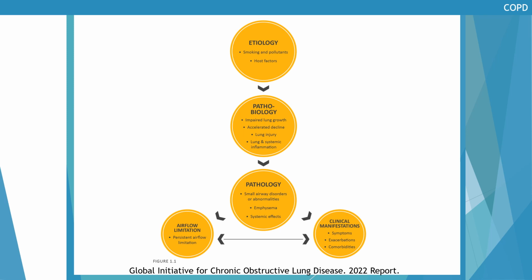So this flowchart is from the GOLD Guidelines, which is the guidelines for COPD assessment and treatment. The etiology, starting at the top, explains some of those risk factors that we just went over, such as smoking. Most patients with COPD will have had some kind of exposure or have been a smoker, current smoker, or if not, exposed to some type of pollutant or other host factors. This will lead to things like impaired lung growth, accelerated decline in lung function, lung injury, and/or lung and systemic inflammation. This then leads to those physiological changes that we discussed on the prior slide, including airflow limitation, as well as things like emphysema and clinical manifestations, including symptoms, increases in exacerbations, and leading to other comorbidities.